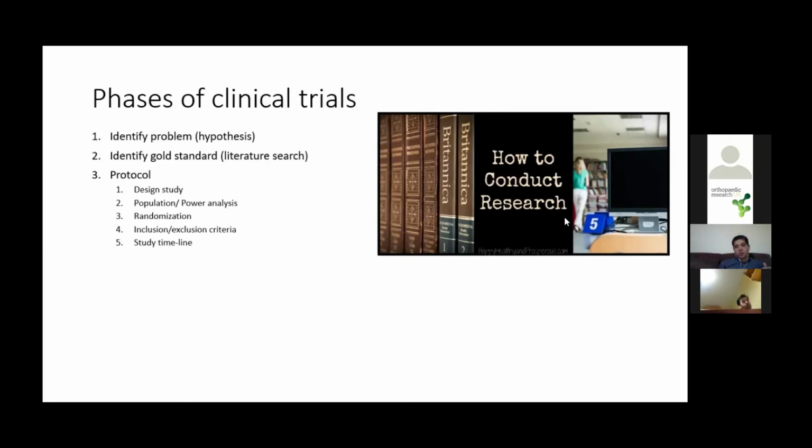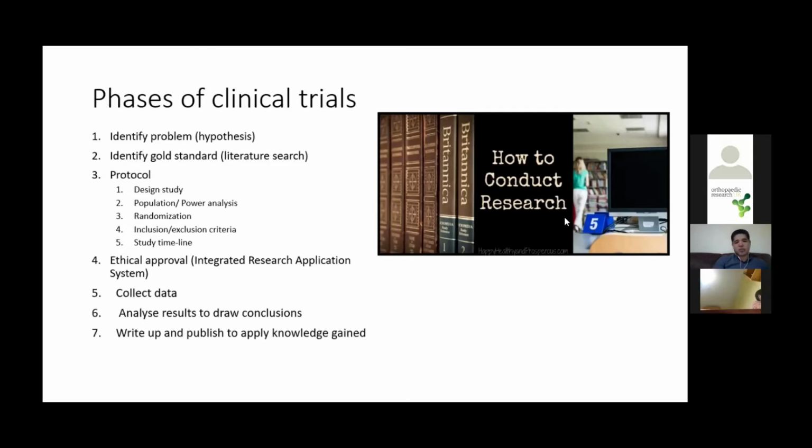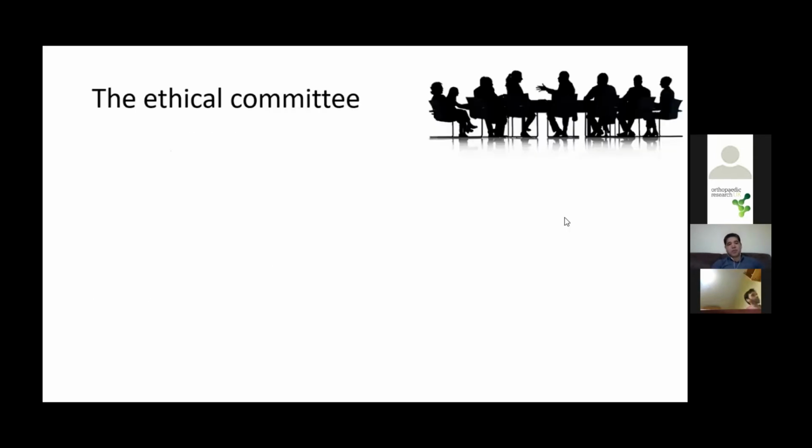And you have to decide what the study timeline is. So I will do a follow-up of both arms for 5 years, 10 years. Okay, now we have the protocol. You will send it for ethical approval. You have an ethical committee in each university. You have to send it and get ethical approval before starting your research. After that, collect data, analyze your data, write up your paper and publish.